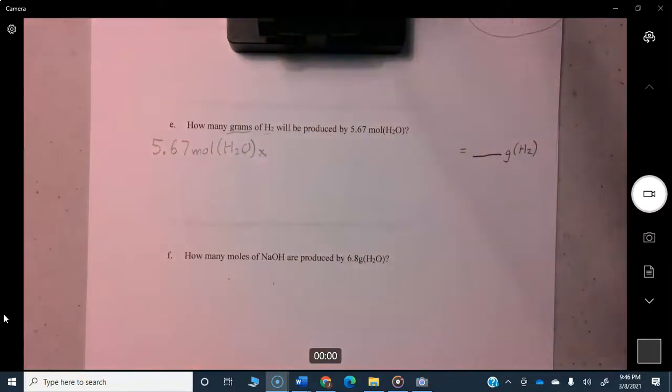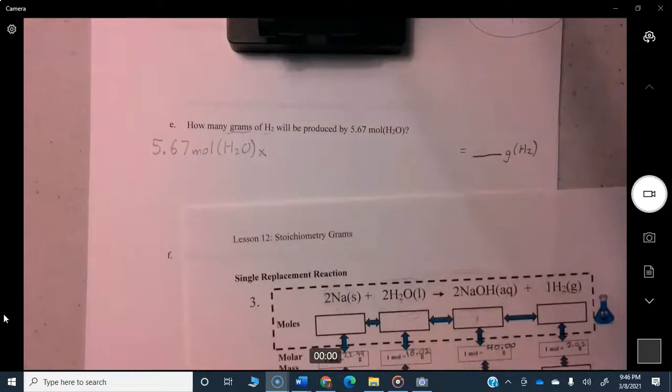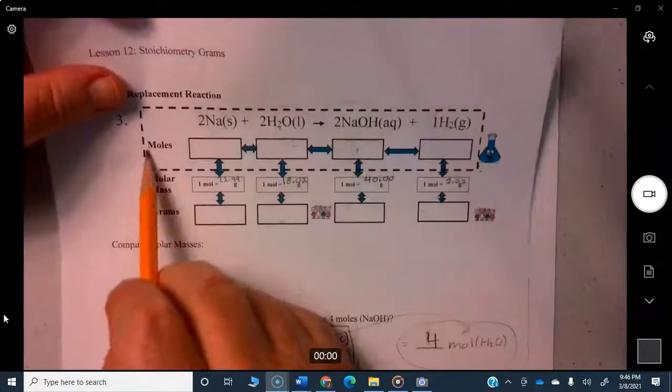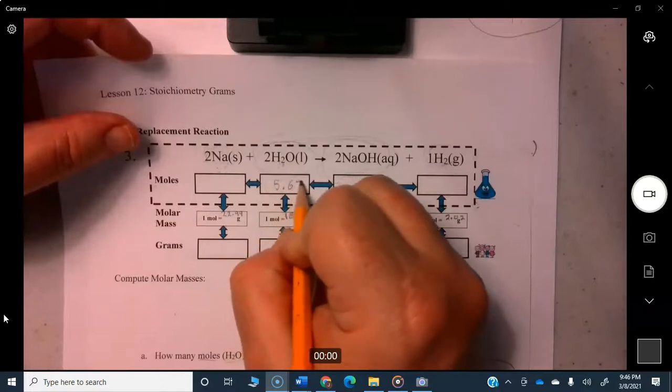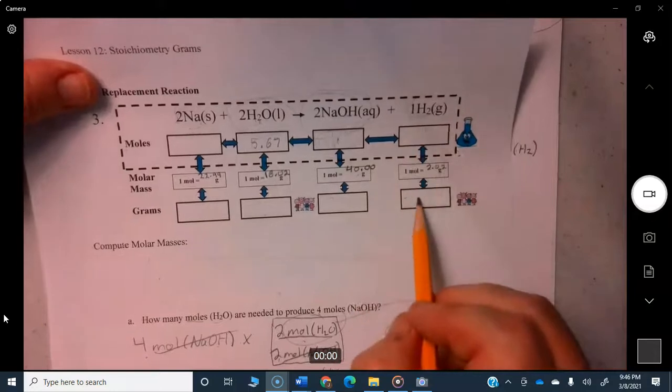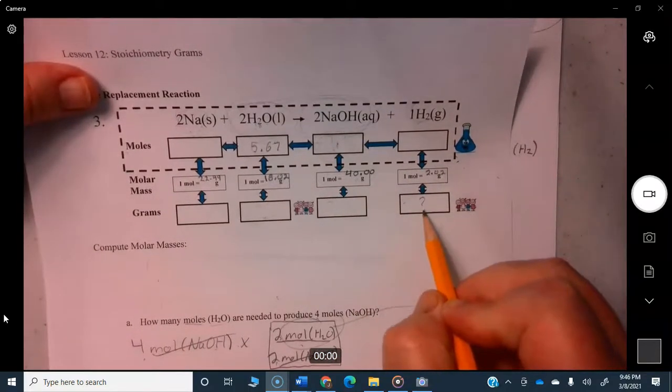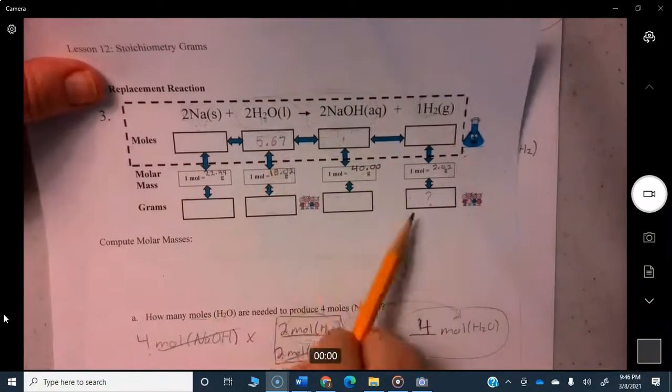Okay, let's see how many conversions this is going to be. So 5.67 moles of H2O. Here's moles, here's H2O, so that's 5.67. And we're trying to find grams of H2, so here's H2, and grams is down here, so that's where the question mark goes. So we need to get from here to here.